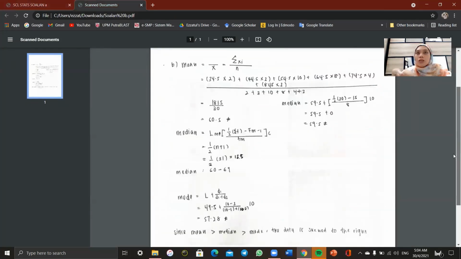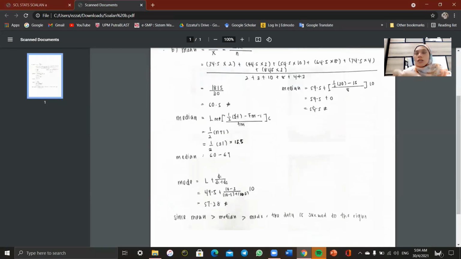Next, I take 59.5 plus 0.5 times the frequency 30 minus 15, which is 15 minus 15, so 0, divided by 8, which is 0, and then times 10. So I got 59.5 plus 0, and the median is 59.5.